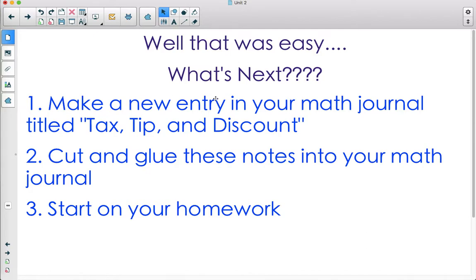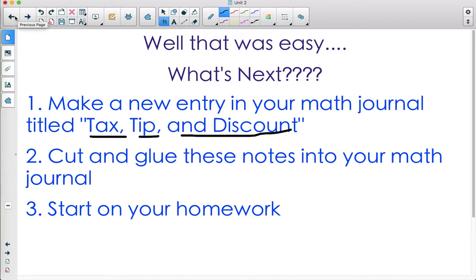So what you're going to do is make a new journal entry in your math journal titled tax, tip, and discount. So this should go in your table of contents. We're on like page 7, 8, 9, somewhere close to there. Everybody's kind of in a different spot. So you're going to make that journal entry. Then you're going to cut and glue these notes into your math journal.